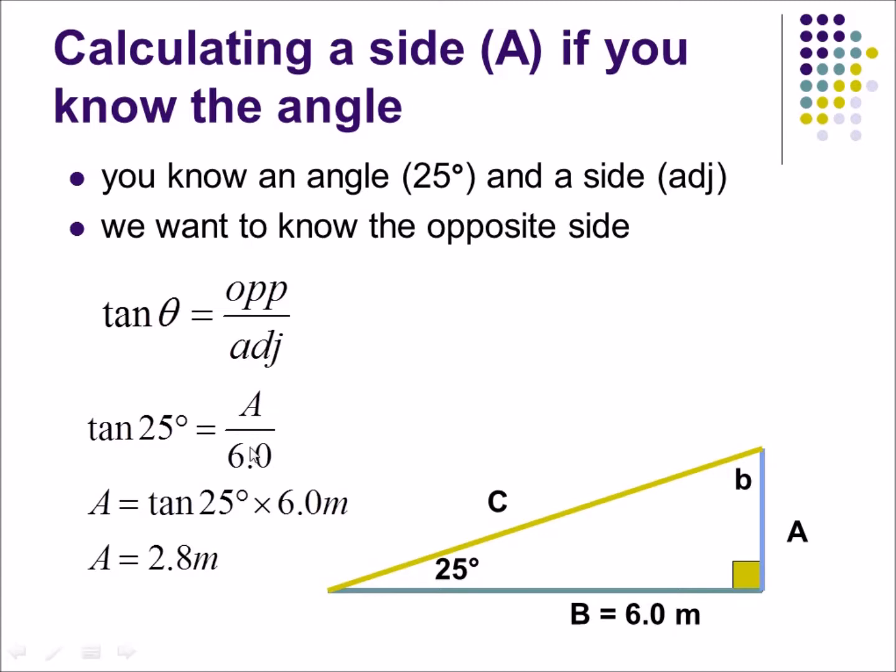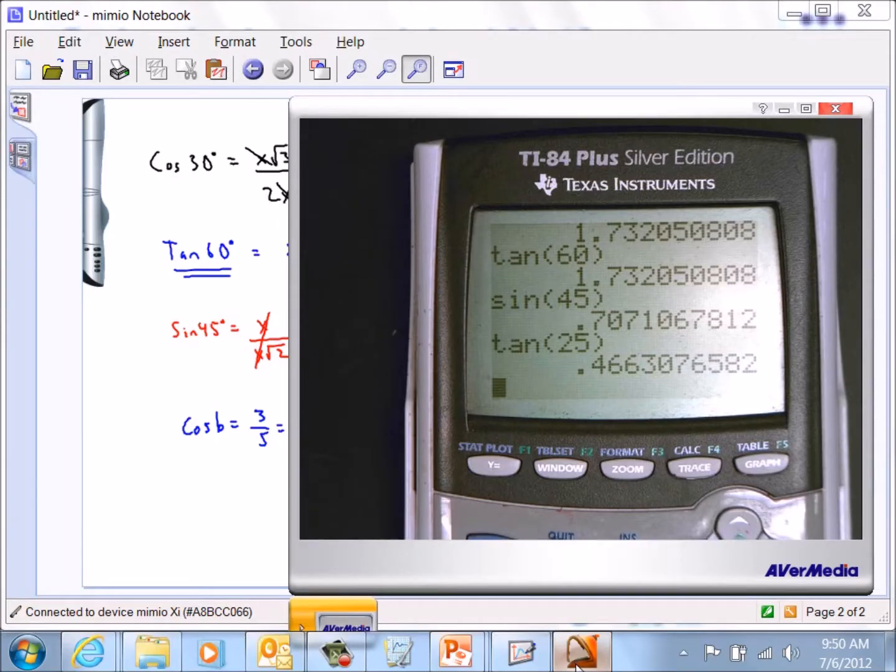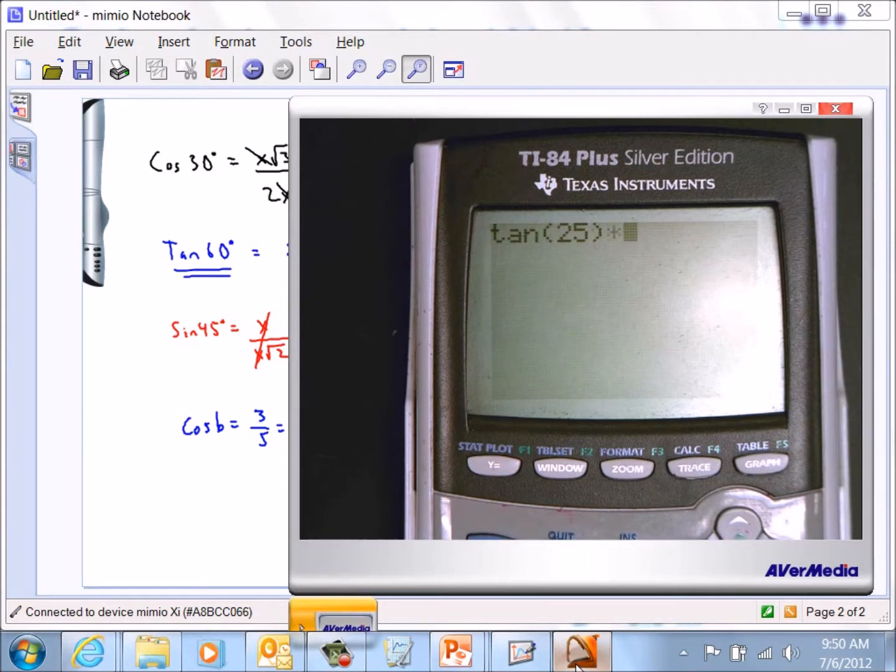So what I'm left with is an algebra problem. To get A by itself, I'd want to multiply both sides of the equation by 6. And if I do that, I'm left with A is equal to the tangent of 25 degrees times the 6 meters. But that's something I can do in my calculator. If I do the tangent of 25 degrees times 6, I'm left with 2.8 meters.